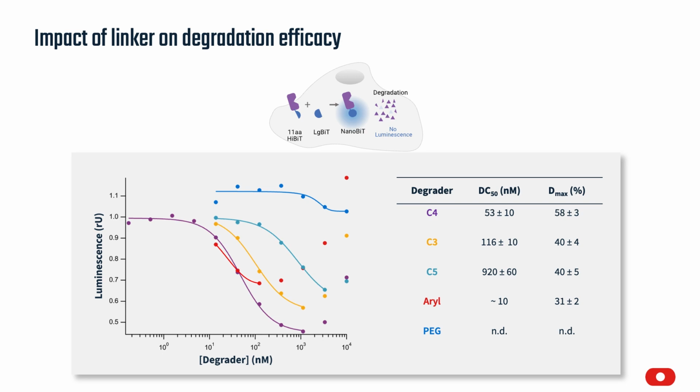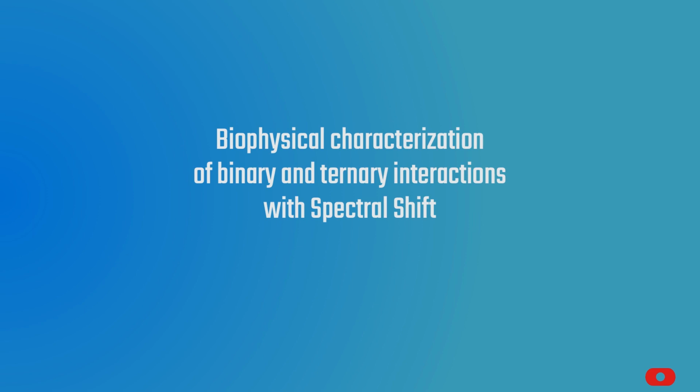Interestingly, all of our degraders, of course, with the exception of that inactive PEG compound, displayed the characteristic hook effect inflection, which leads to decreased activity at higher concentrations of degrader. For the remainder of this presentation, I will dive into the biophysical characterization of both the binary and ternary interactions that we measured using our Spectral Shift technology.